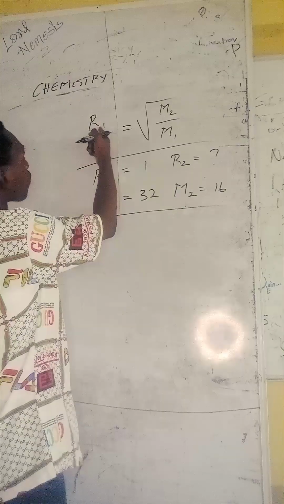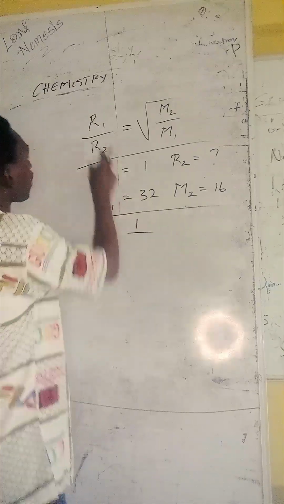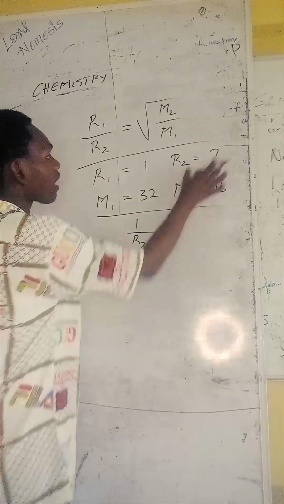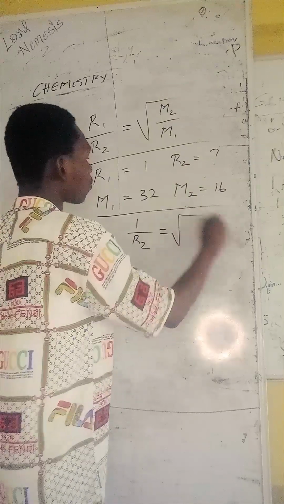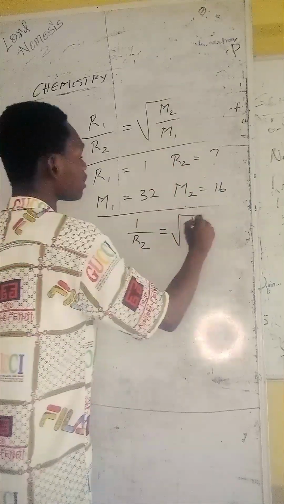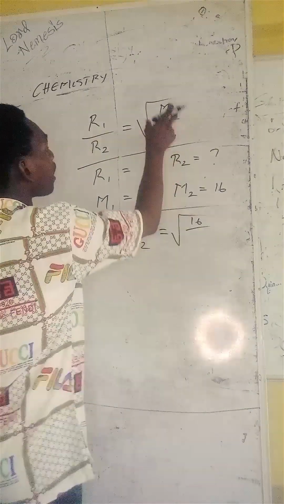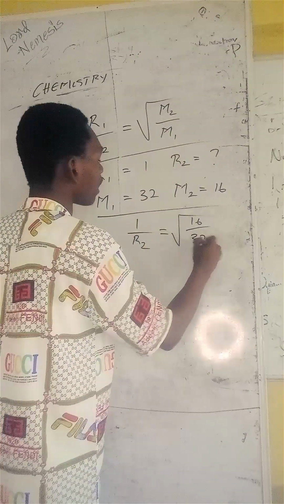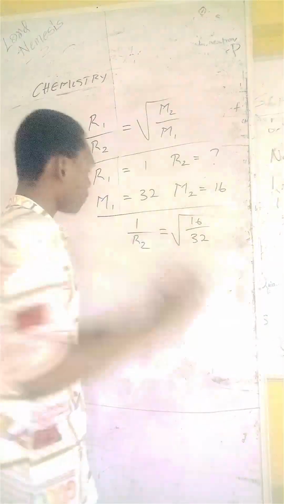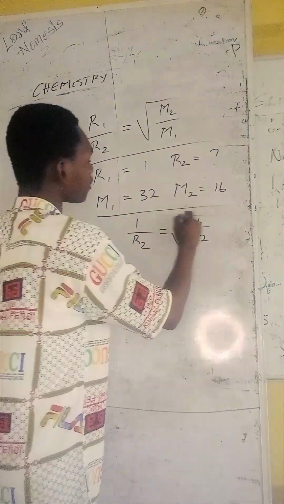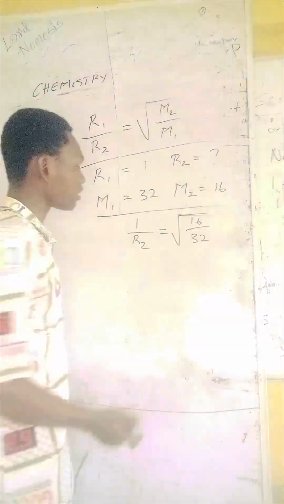What will our equation look like? Instead of R1, we write 1 over R2, which we are asked to find, equals the square root of M2, which is 16, divided by M1, which is the oxygen gas, 32. Now, the next step is to solve this using our mathematical knowledge.